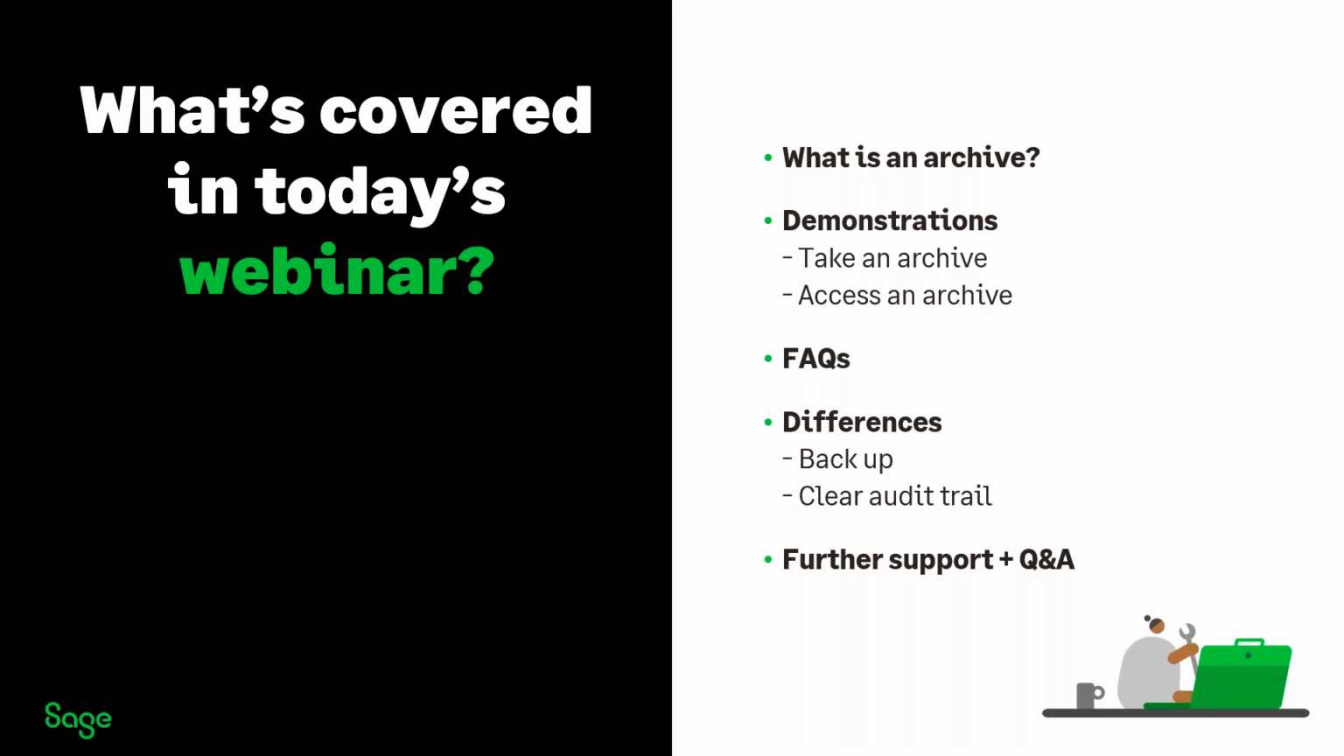This is what we're going to be covering in today's session. We're going to look at, well, what is an archive? We want to give you a better understanding and explain it in more detail. We're going to do some live demonstrations as well, on how to take an archive and how to access an archive. We're going to cover some frequently asked questions. And then we're going to talk about the differences between an archive, a backup, and the clear audit trail. Towards the end of the session, we'll look at further support, and that'll be your last point to get your questions in.